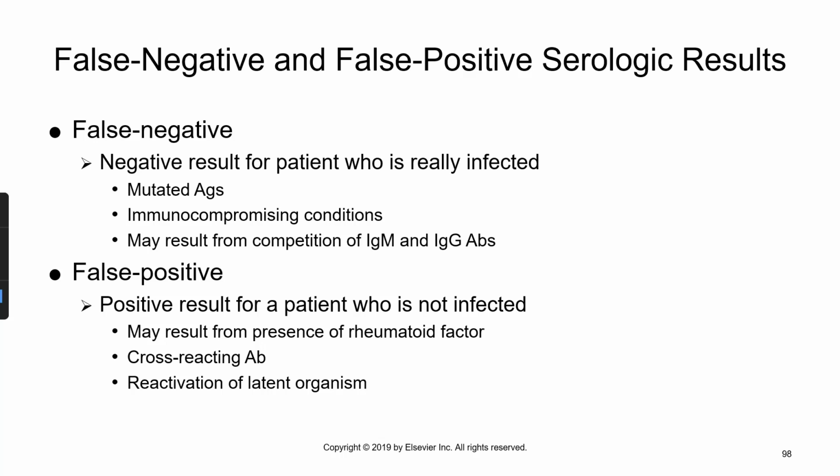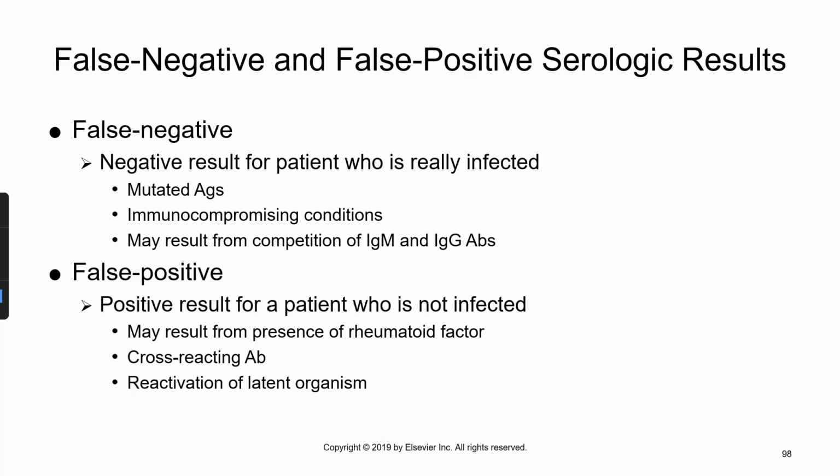Mutated antigens and immunocompromising conditions may result from the competition of IgM and IgG antibodies, or we may have low sensitivity of the test system. So if we don't have enough of the patient's specimen, then we may not be able to detect what's in it.